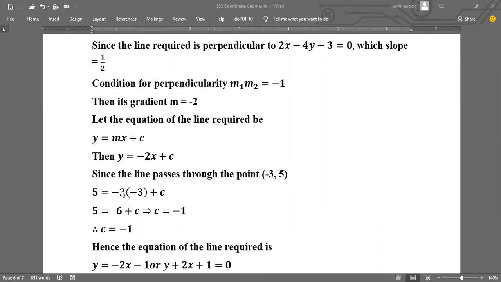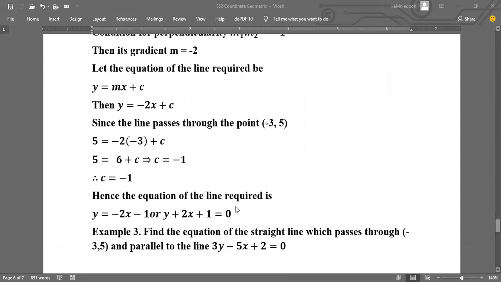When y is 5, just substitute the values. You have 5 equals -2 times x, which is -3, plus c. This gives you the value of c. From there we simplify, c is equal to -1. Then the equation of the straight line is now out. We have y equals to -2x plus c, which is -1. So you can leave it like this or leave it like this. It's the same result.